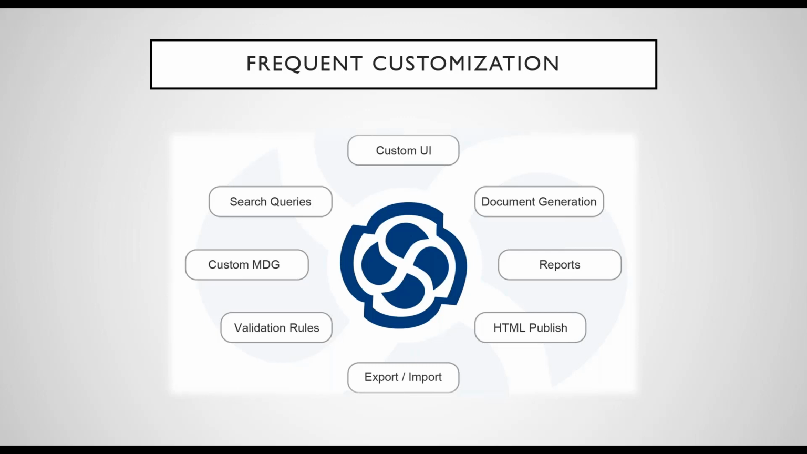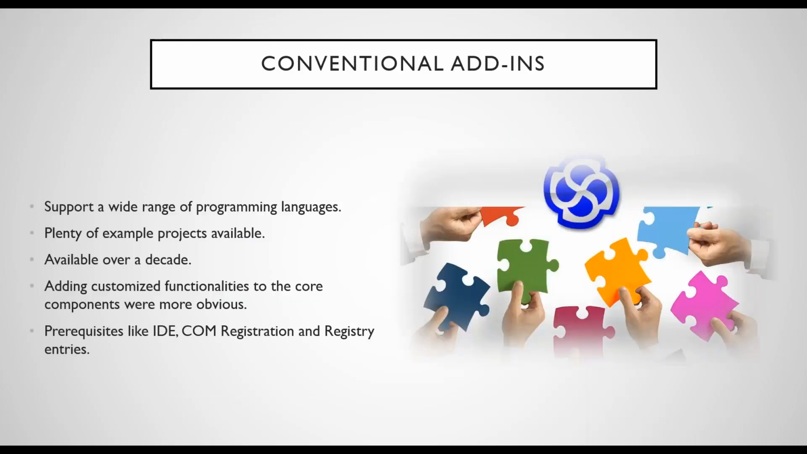And also, in the part of import and export, it supports a wide range of formats to import and export contents into EA. The automation also helps mainly in validating, adding specific model validation rules, or even creating more custom MDG-based add-ins, and can even be automated through search queries. So these are some of the frequently customized functionalities in EA. Next, we'll look at how these traditional add-ins actually work.